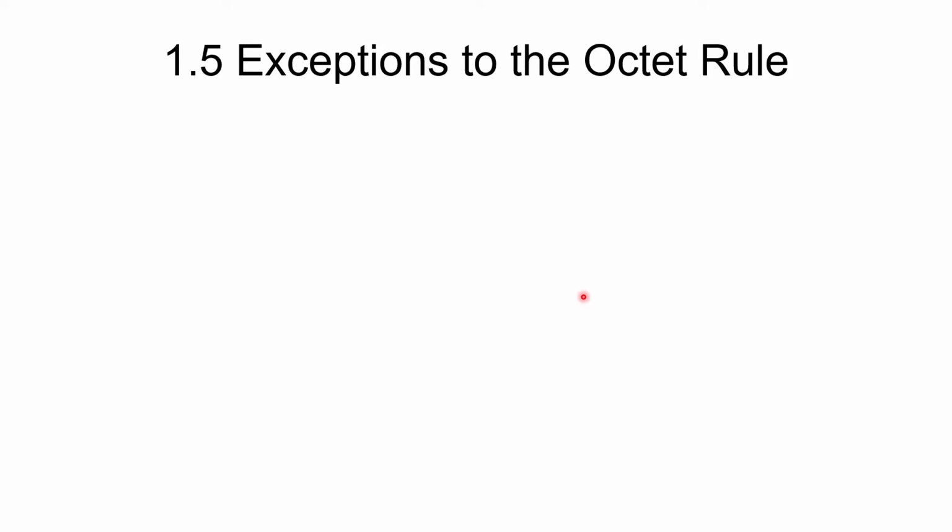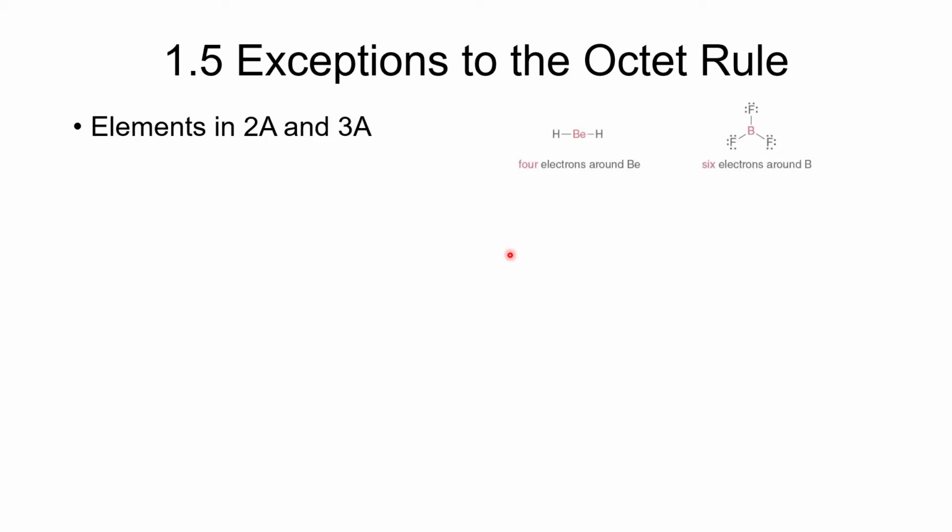Now, I'm going to show you a couple of exceptions to the octet rules. We're not going to get into great detail on that, and I'm not working any problems on that right now. But it is important to be aware of what those exceptions are. We will find that elements in groups 2A and 3A have a tendency to not have a full octet. So examples of this would include beryllium. Here's beryllium hydride, so BeH2.